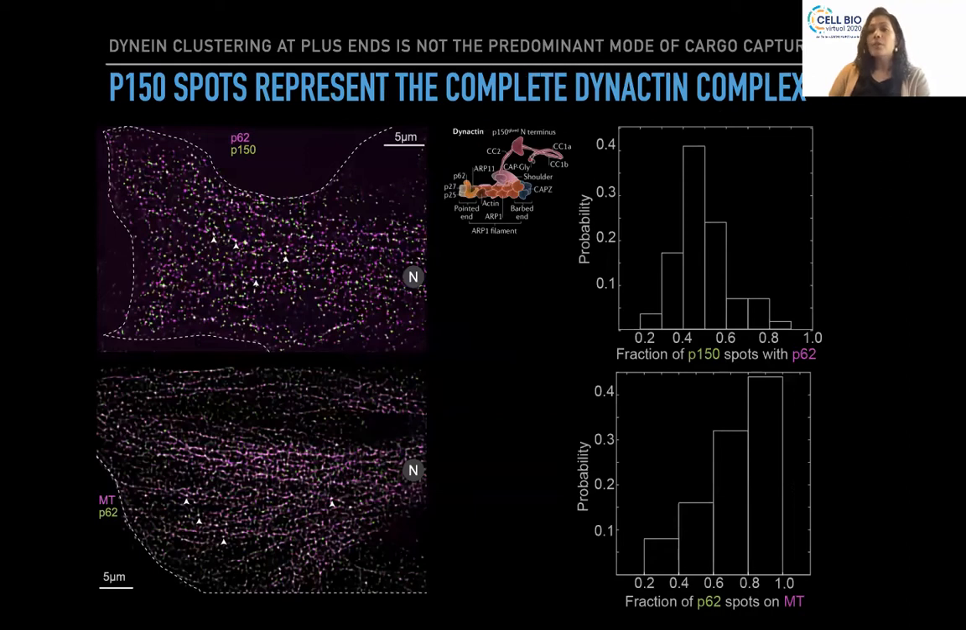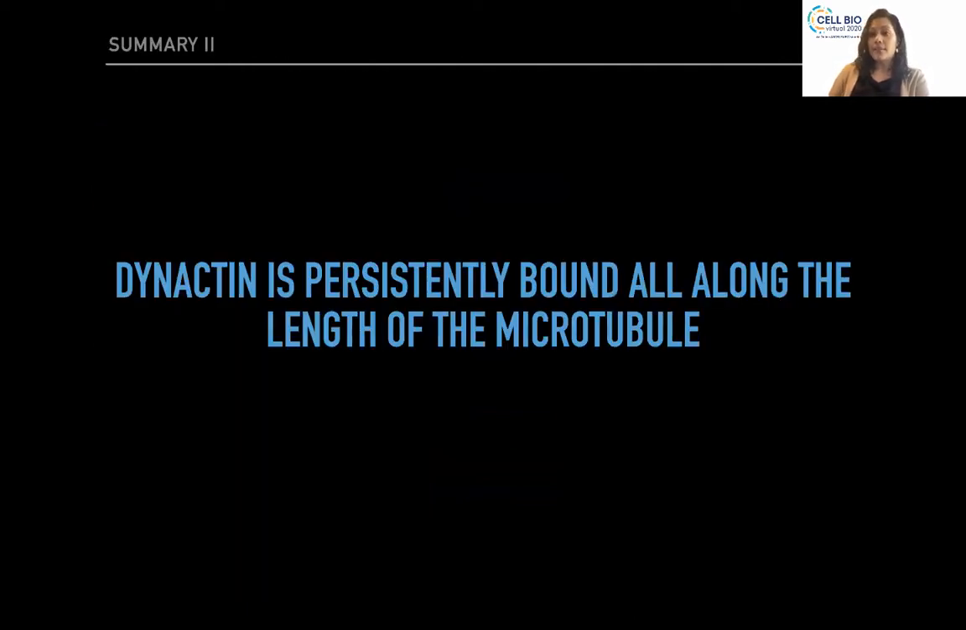So we wanted to make sure that the P150 we saw was part of the entire complex and not just P150 on its own, because like I mentioned previously, P150 on its own is able to bind to the microtubule. So to do this, we looked at another component of dynactin, which is P62. We saw that P62 occurs very frequently with P150 on the microtubule. And therefore, we concluded that there is a very high possibility that the entire dynactin complex is present along the entire length of the microtubule.